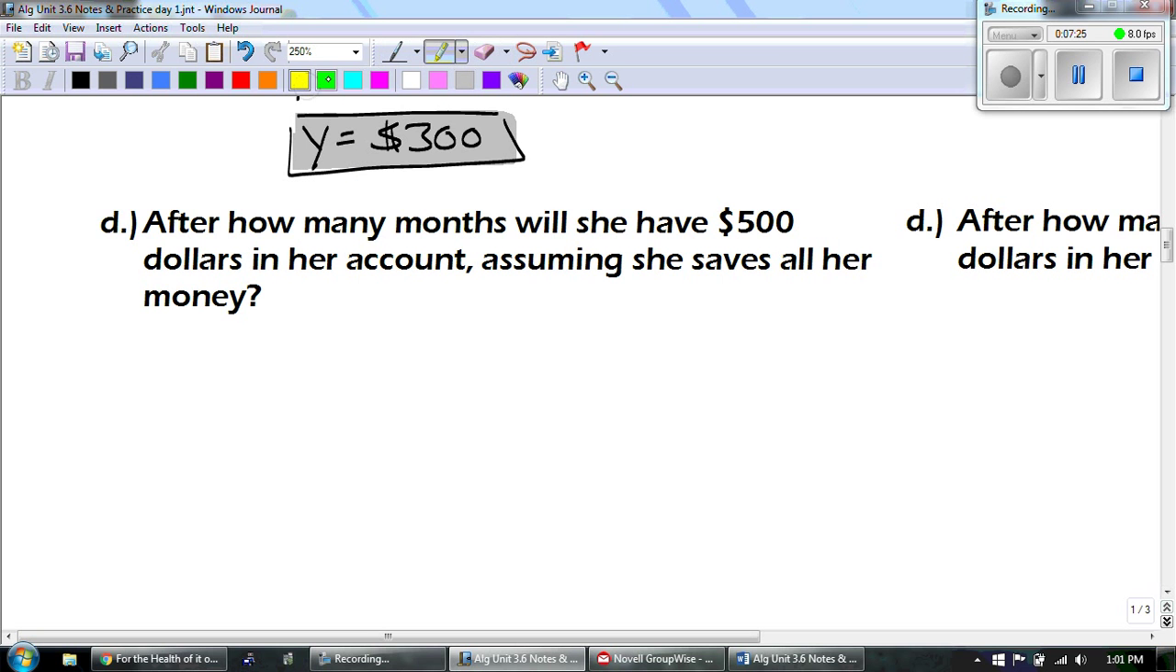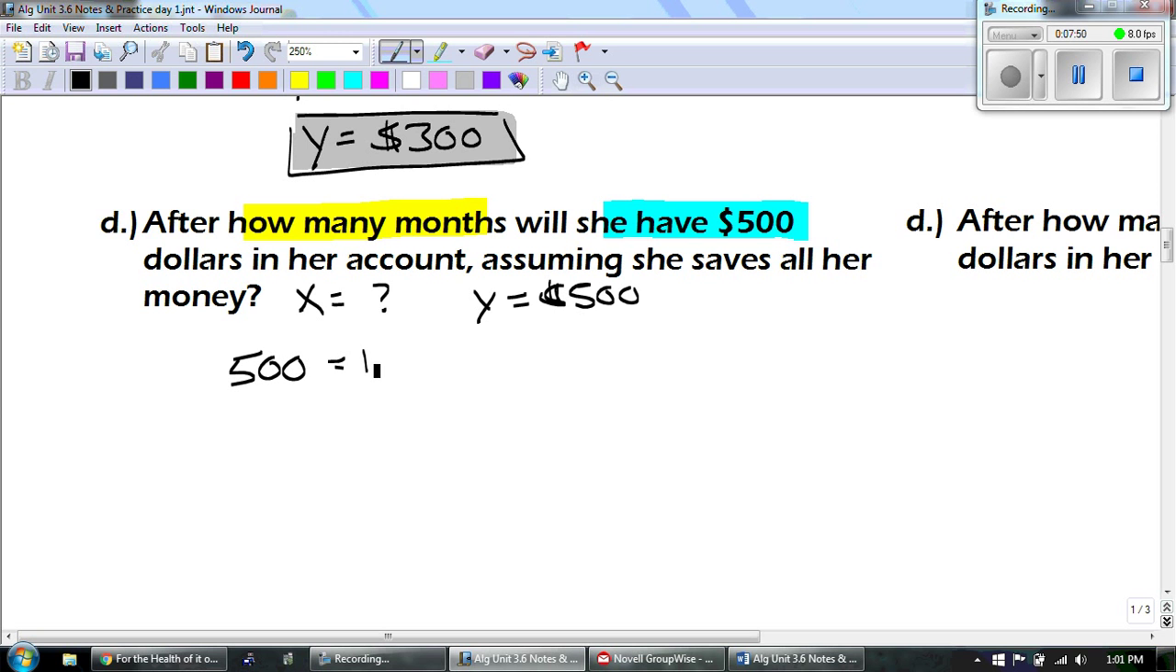After how many months will she have $500 in her account, assuming she saves all of her money? So did they tell me the months or did they tell me the total? Yeah, they said she's got 500. How long is that going to take? Now I know the y, but I have to figure out the x. It was 50x plus 100. So now we have to solve.